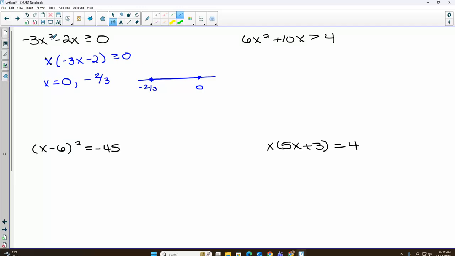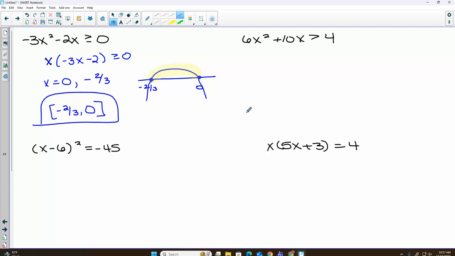Does this parabola open up or down? Down. We wanted greater than 0. Greater than is above the axis. So I want this section. So my answer would be from negative 2/3 to 0. And it gets brackets because of the equal to. So if it's an inequality, you have to give me an interval. Everything between those values works.